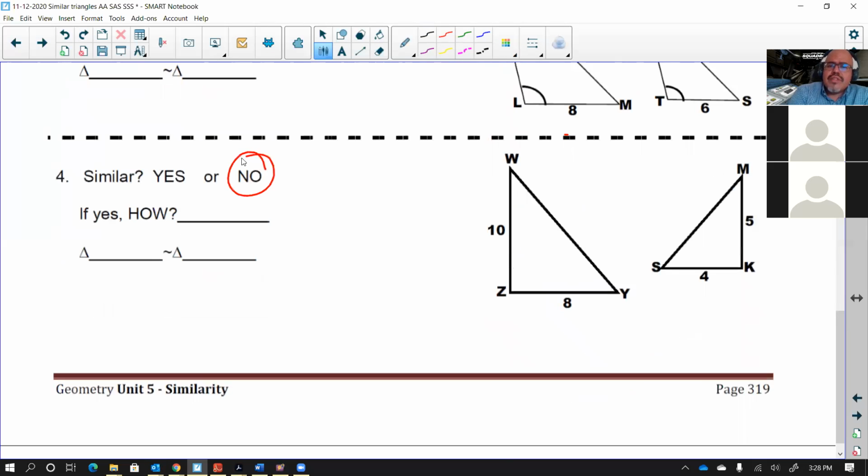So these are no, they're not similar. Because remember, we have the three: side, side, side; side, angle, side; and angle, angle similarity. We don't have any angles, they don't tell us any angles, so we can't use either one of these. And then we only have 2 sides out of 3, so not enough. So this is no.